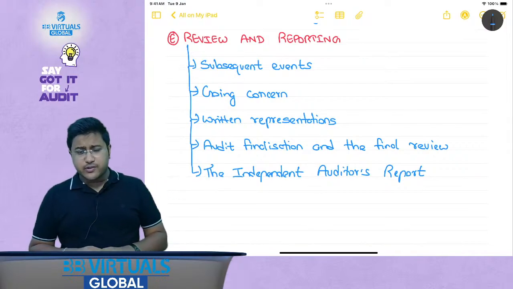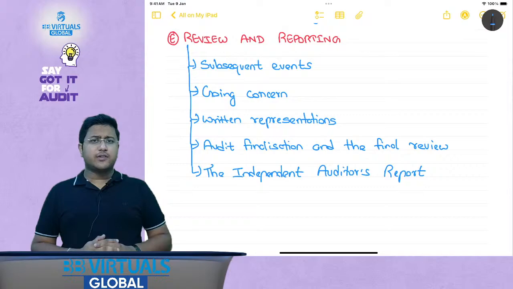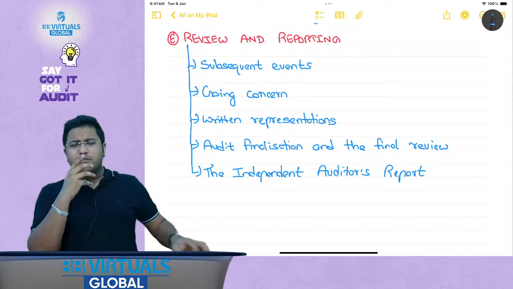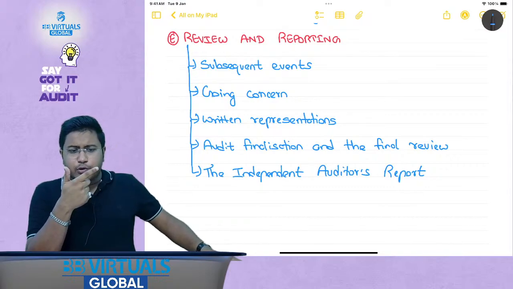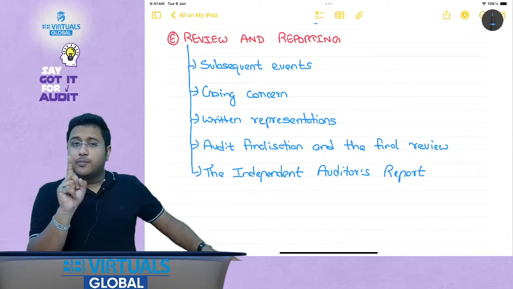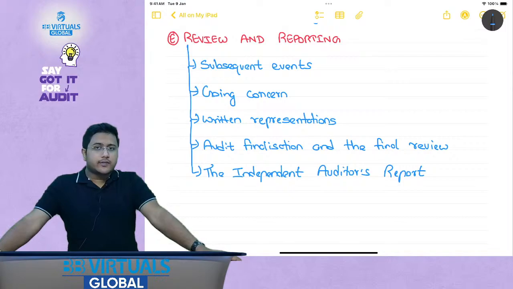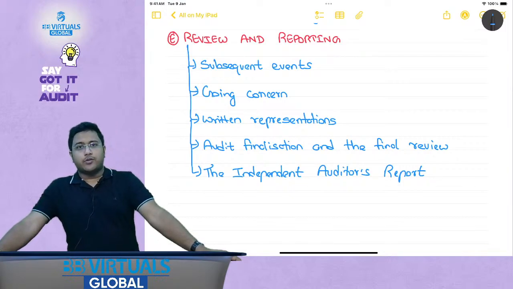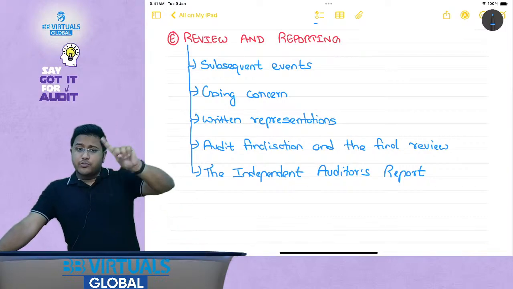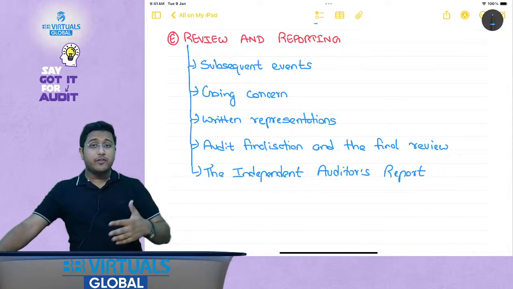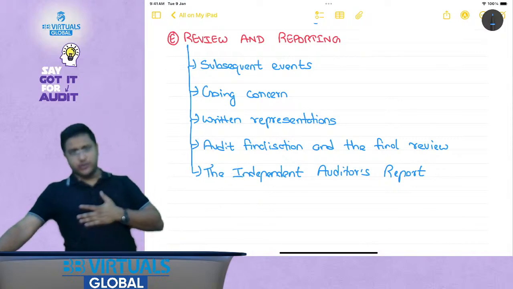audit, where we are going to discuss the subsequent events, we are going to discuss the going concern. But sir, we have already discussed it in case of accounting, right? FR we have already discussed, but this is not similar to FR. In case of subsequent events, we'll have to discuss in detail how the subsequent events will be accounted. You have discussed in FR, but how it will be reported in the audit report, that you will have to discuss over here.